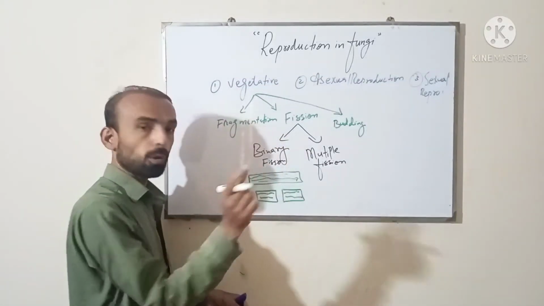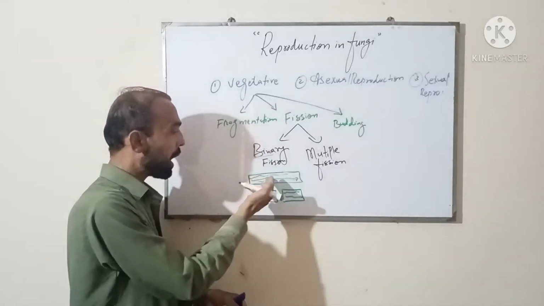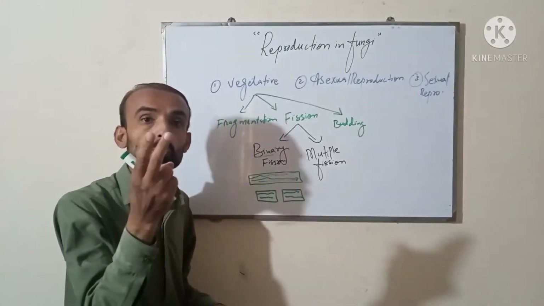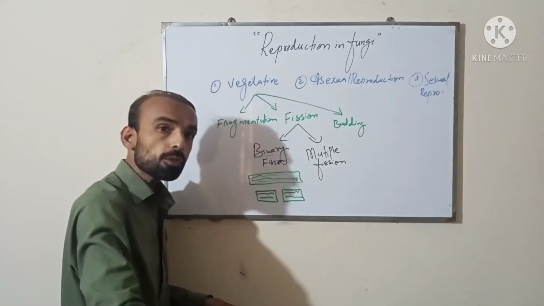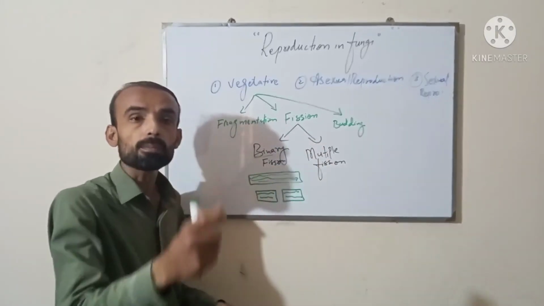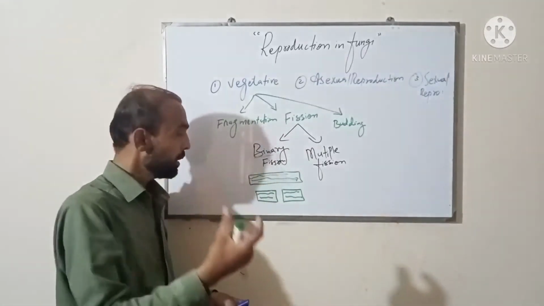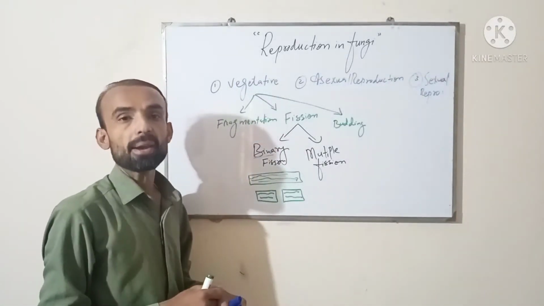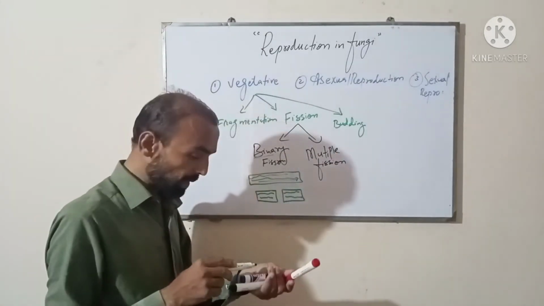Bi means two. Here the fungus is divided into two parts. Now these two parts will continue to develop, get nutrition, and develop into a completely new fungus, a new organism. Therefore, this is known as binary fission. Now this is multiple fission. What happens in multiple fission?